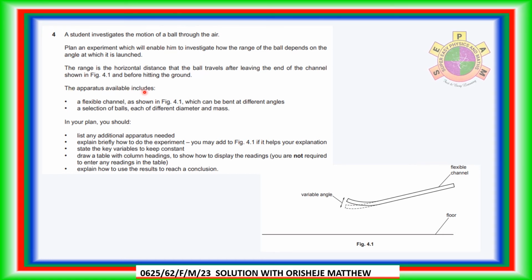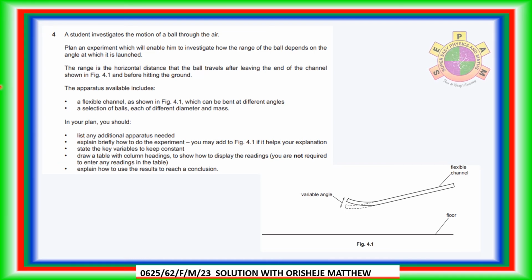The apparatus available are a flexible channel, this, which can be bent to different angles, and a selection of balls, each of different diameter and mass. In your plan, you should list any additional apparatus needed and explain briefly how to do the experiment. You may add to your explanation.